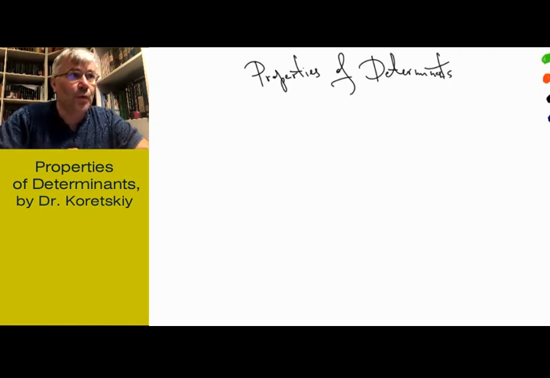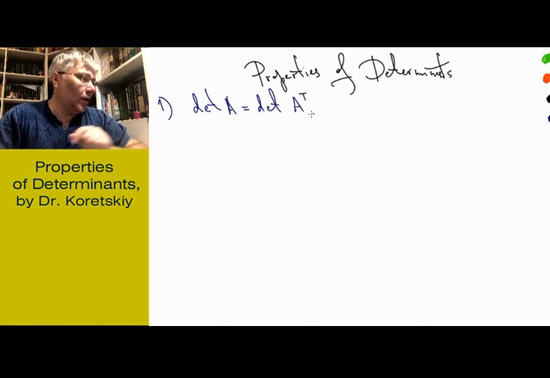So the first property: determinant of the matrix A equals determinant of the transposed matrix. Okay.